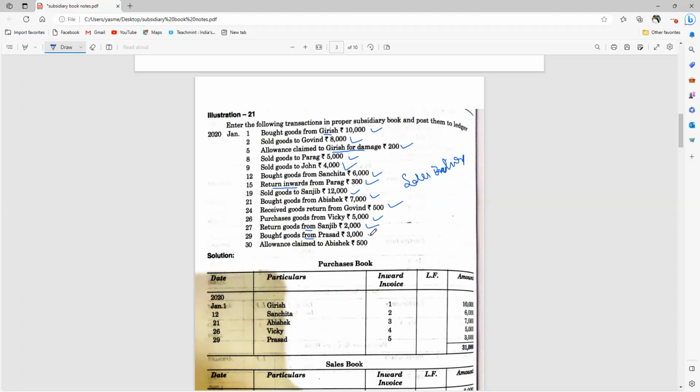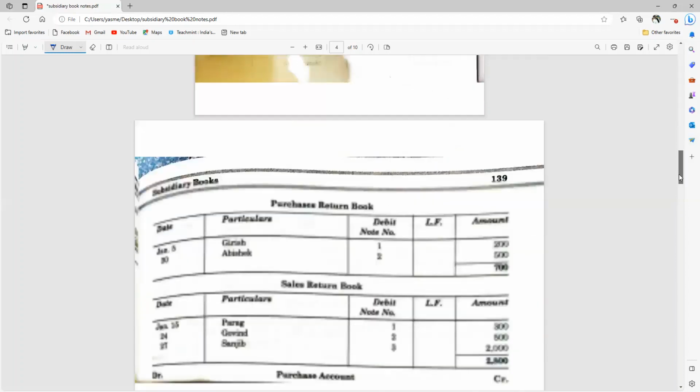Bought goods from Prasad. This is purchase book. Allowance claim to Abhishek. Who is Abhishek here? Let's see. Here, bought goods from Abhishek. That is, we had purchased. Allowance claims means here purchase return. Okay, so this is about this question, which books we need to prepare.